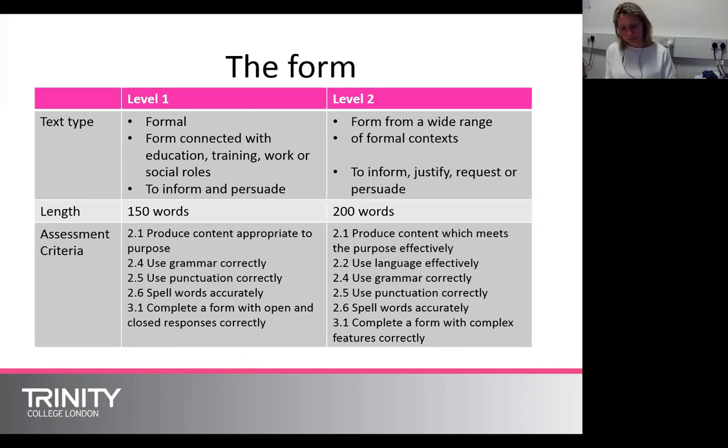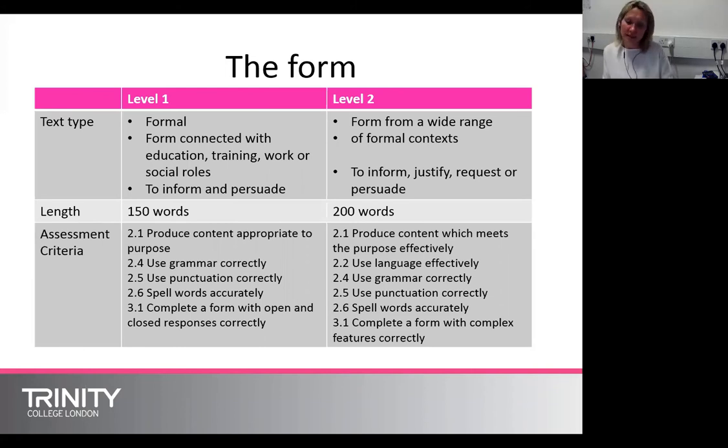Now 3.1 is the form criterion. So we're using a different generic performance descriptor for it. And we're looking at candidates being able to complete forms with some complex features, being able to complete forms, give clear accounts without ambiguity, and so on.